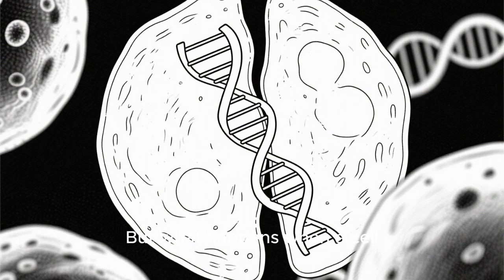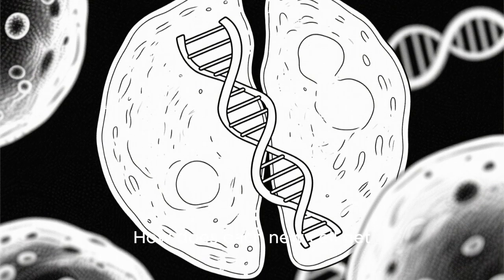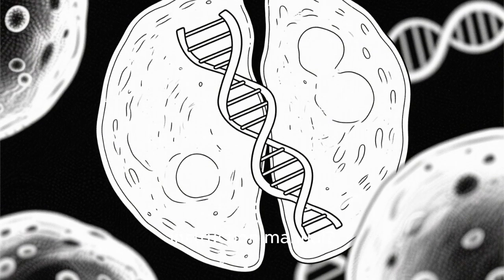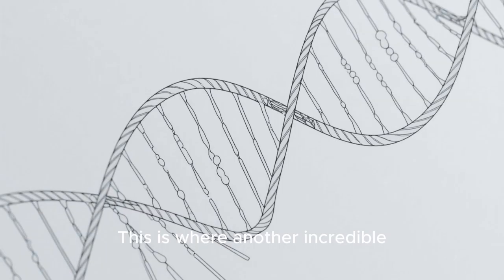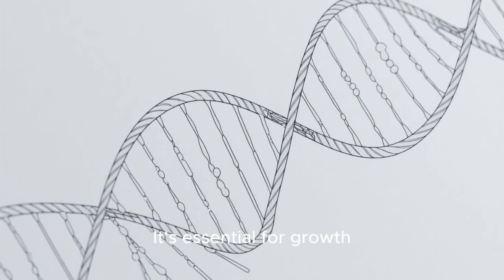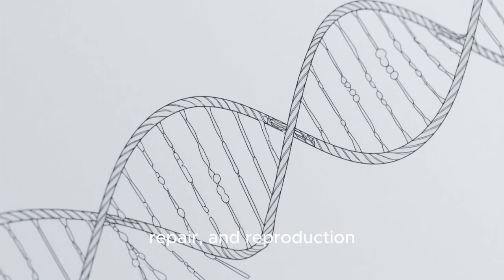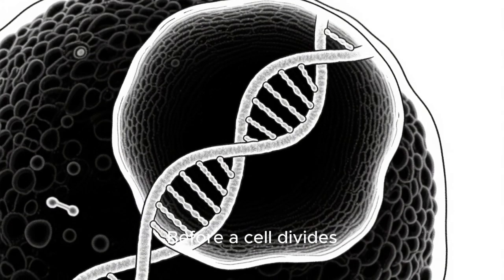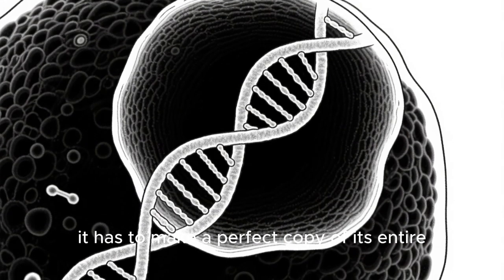But what happens when a cell needs to divide? How does each new cell get its own complete copy of the instruction manual? This is where another incredible process comes in: DNA replication. It's essential for growth, repair, and reproduction. Before a cell divides, it has to make a perfect copy of its entire DNA.